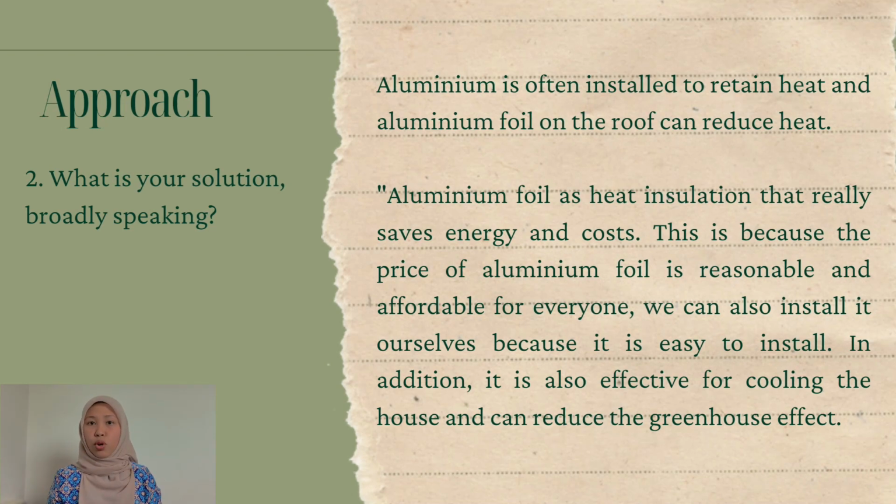What is your solution, broadly speaking? Aluminium is often installed to retain heat, and aluminium foil on the roof can reduce heat. Aluminium foil as heat insulation really saves energy and cost. This is because the price of aluminium foil is reasonable and affordable for everyone. We can also install it ourselves because it is easy to install. In addition, it is also effective for cooling the house and can reduce the greenhouse effect.